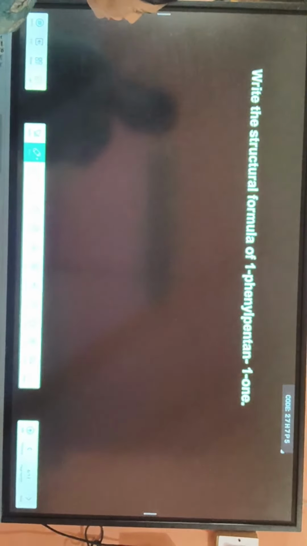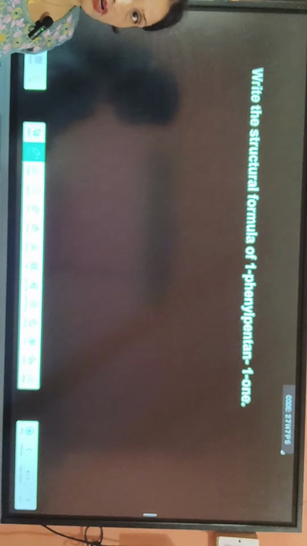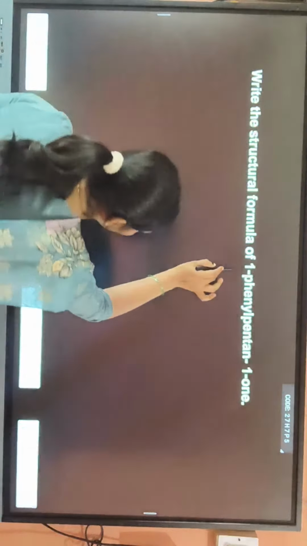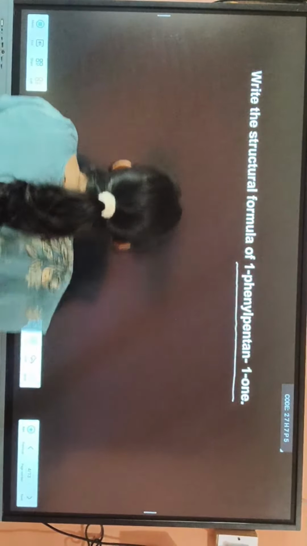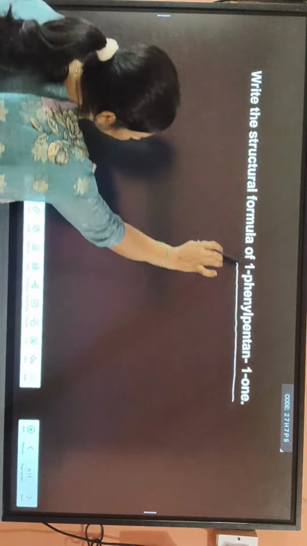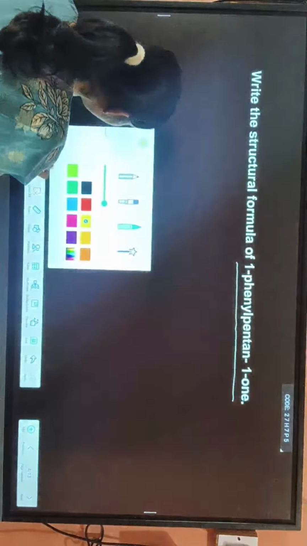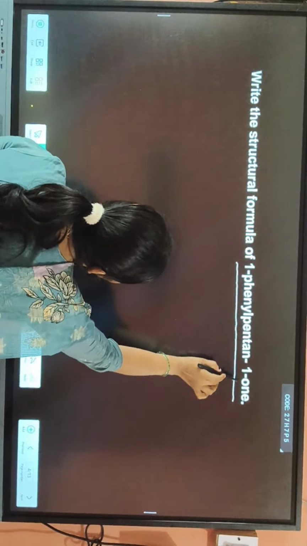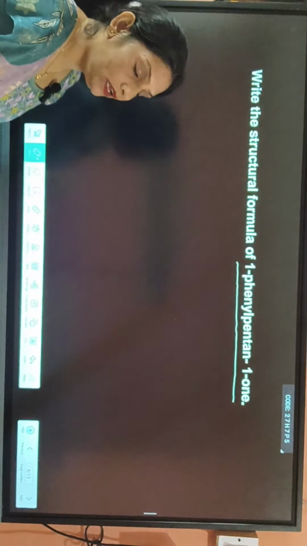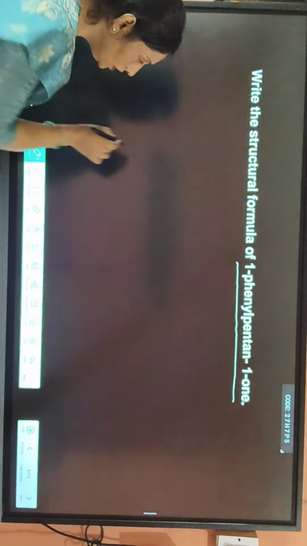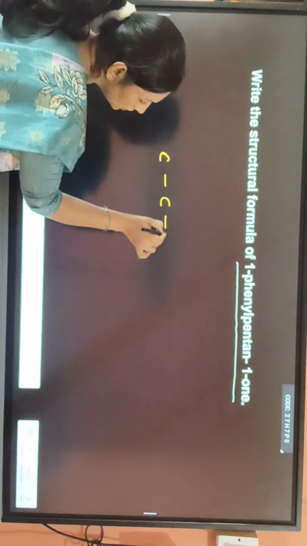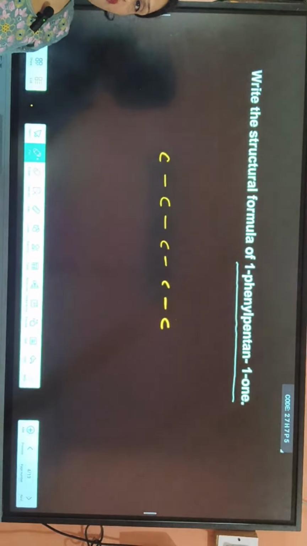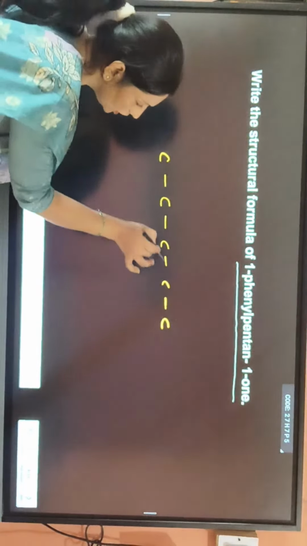Our next question also belongs to structure, students. Now you try it yourself, but I will also explain. The question is: write the structural formula of 1-phenylpentan-1-one. Again, you all know very well, first you see the word root. Pentane means 5 carbons are there. You will write 5 carbons: 1, 2, 3, 4, 5.